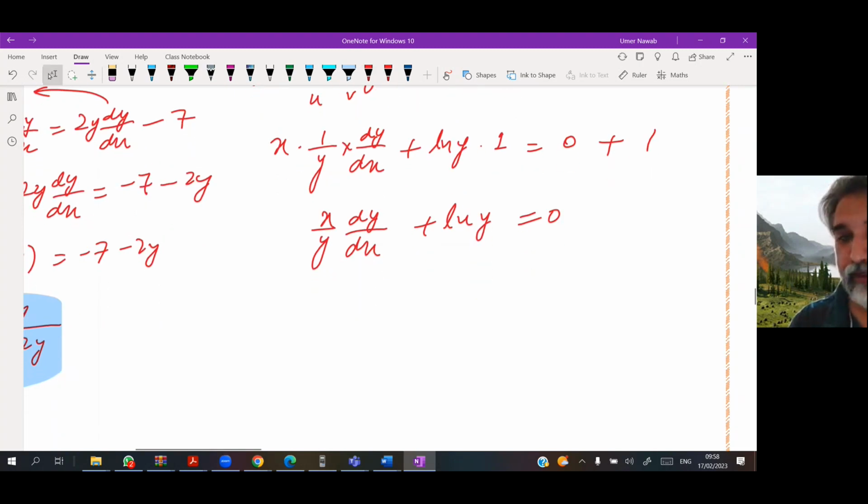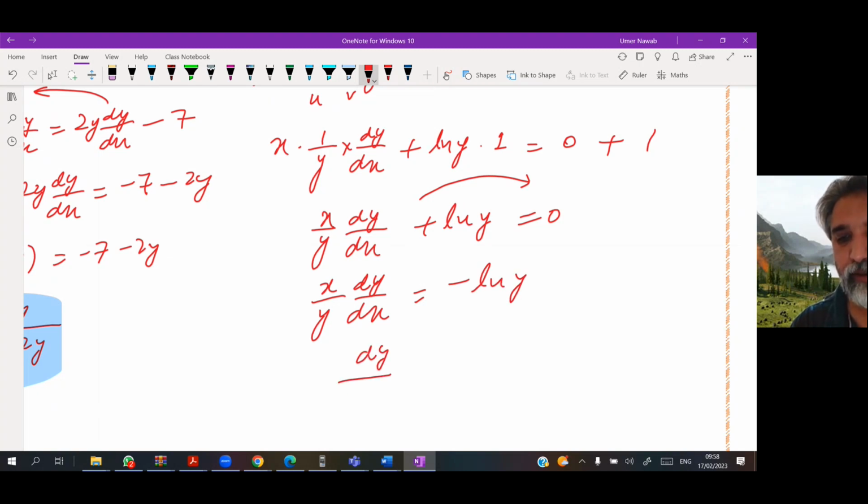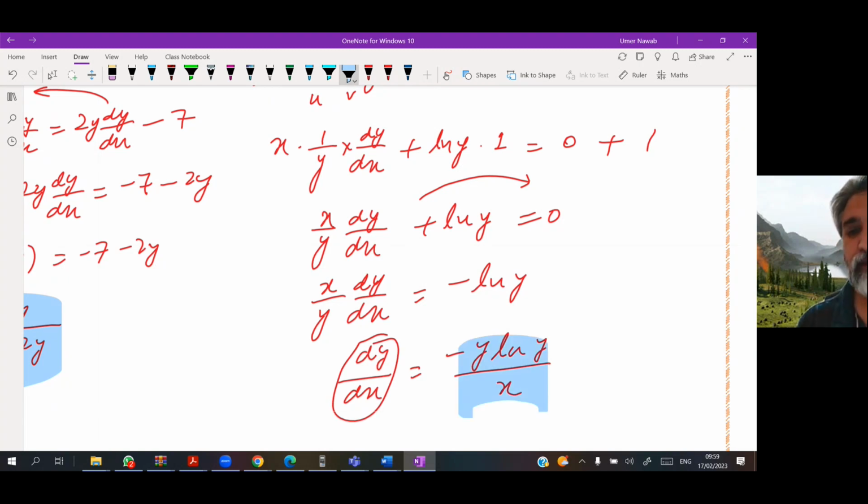Since I want to find dy by dx as the subject, send it to the right-hand side, minus ln of y. So dy by dx equals, cross multiplying, minus y ln of y over x. So finally, dy by dx has been made the subject.